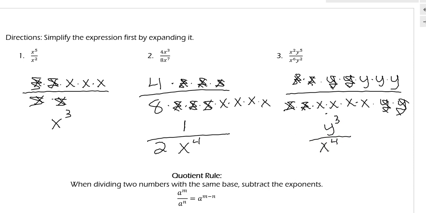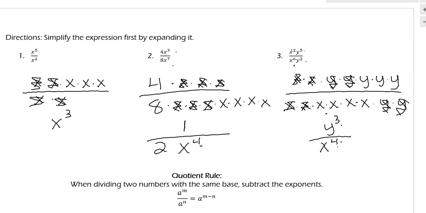So again, some of you might have started noticing what the pattern was. How did I get 3 from 5 and 2? Well, 5 minus 2 is 3. How did I get a 4 from 3 and 7? Well, 7 minus 3 is 4. Same thing here. 6 minus 2 is 4. 5 minus 2 is 3.